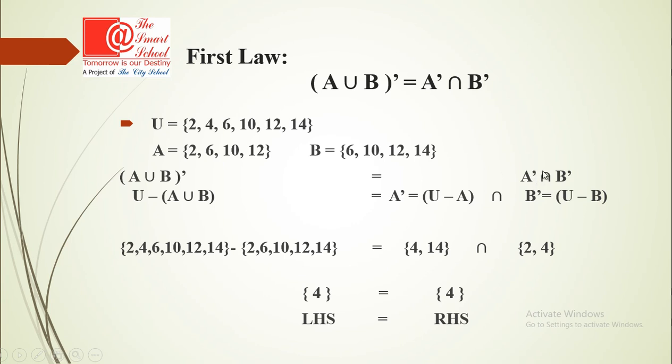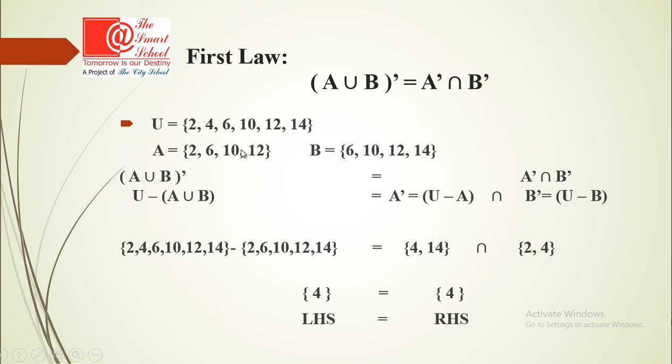Here we have to prove that A complement and B complement we have to find at their intersection. First we will find A complement. U minus A, then we will get A complement. So let's see here. This is U and this is A.